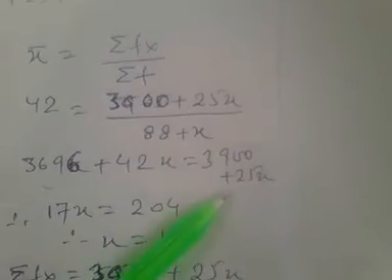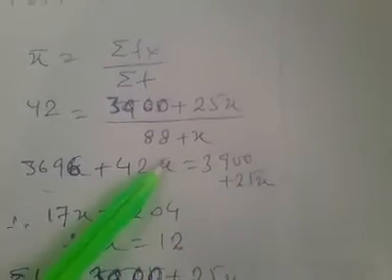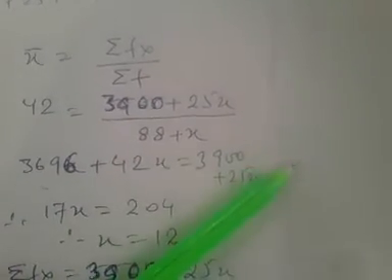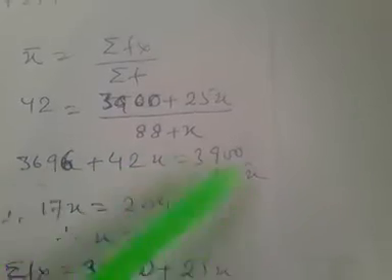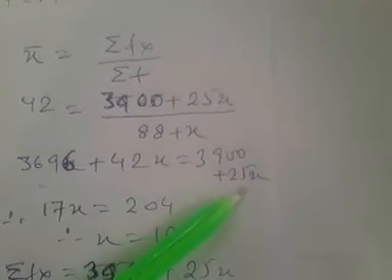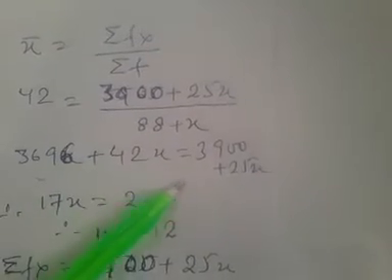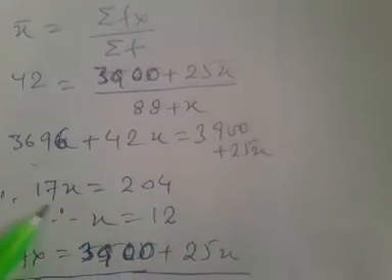Now simplify it. The 25x is taken to the LHS and the 3696 is taken to the RHS. So when it is taken to the RHS, it gives us 204, and when 25x is taken to the LHS, the difference of 42x and 25x will give us 17x.